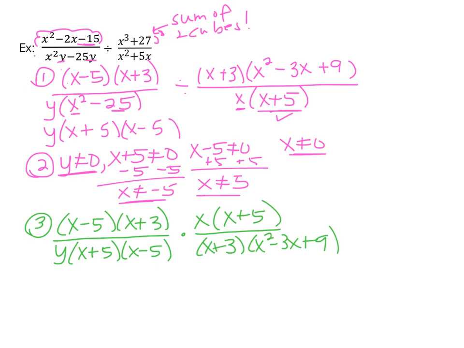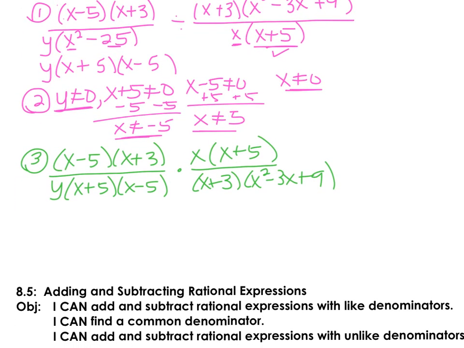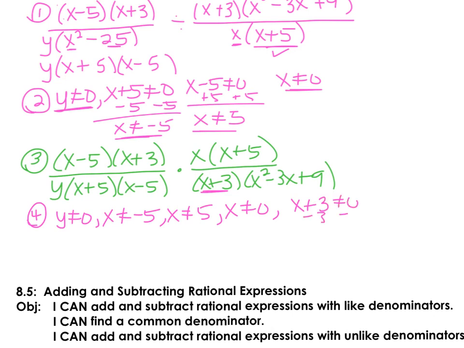I'm going to need more room here. Slide that up. Oh boy, we'll try to get that to fit. Now that we've switched that denominator, we're going to check for additional restrictions. We have that x plus 3, so let's first start off by listing the current ones. Y can't equal 0. X can't equal negative 5 or positive 5. And x also can't equal 0. When we add that new one, x plus 3 can't equal 0. Move the 3 over, and x can't equal negative 3.